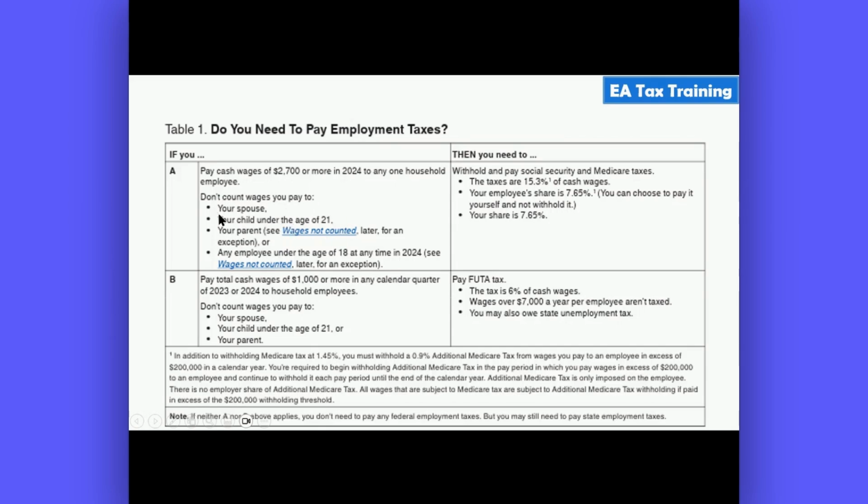If you are paying your spouse the money, you do not have to pay these taxes. If you are paying your child who is under age 21, you don't have to pay these taxes. If you are paying your parent, then you don't have to. And if you are paying any employee under the age of 18, then you do not have to pay Social Security and Medicare taxes on them. But if you are paying anyone else $2,700 or more, then you have to pay the taxes.